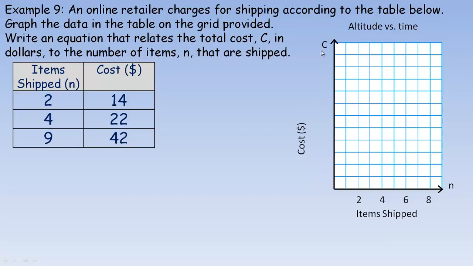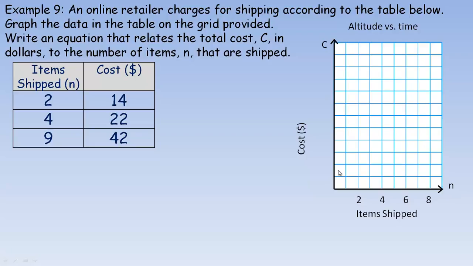Notice there, I don't have a scale on this vertical axis, and sometimes on the EQAO questions you'll be asked to decide on a scale and use it. If you look at what's being labeled on this cost axis, 14, 22, 42, I need to be able to get as high as the 40s or 50 or so. I could go 10, 20, 30, 40, and that would be good enough, but it gives me quite a bit of room above. So it's best to try to use as much of the graph as you can.